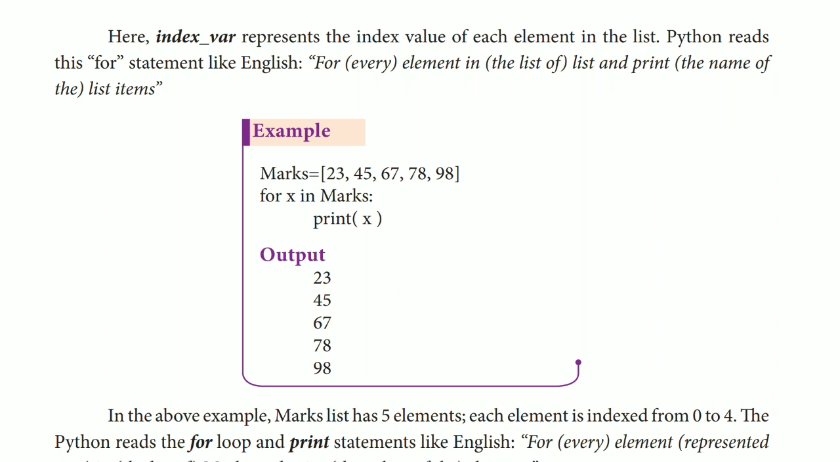In English, it says for every element in the list, print the name of the list items. Say, for example, marks is equal to 23, 45, 67, 78, 90, 98. In that you can see for x in marks, where x is the initial value. By default we are not providing any initial value for x, so it will automatically take the value from the beginning, which is 0. That's why you get the output as 23 in the positive order.